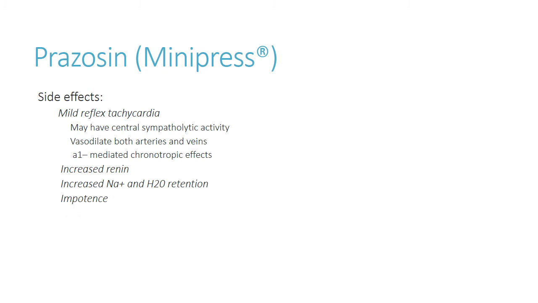Also, as you might imagine, blocking alpha-1 receptors can affect blood flow, especially to the penis, and so you can have impotence as a potential side effect. So these also have a lot bigger incidence of sexual dysfunction than you would see with something like an ACE inhibitor.